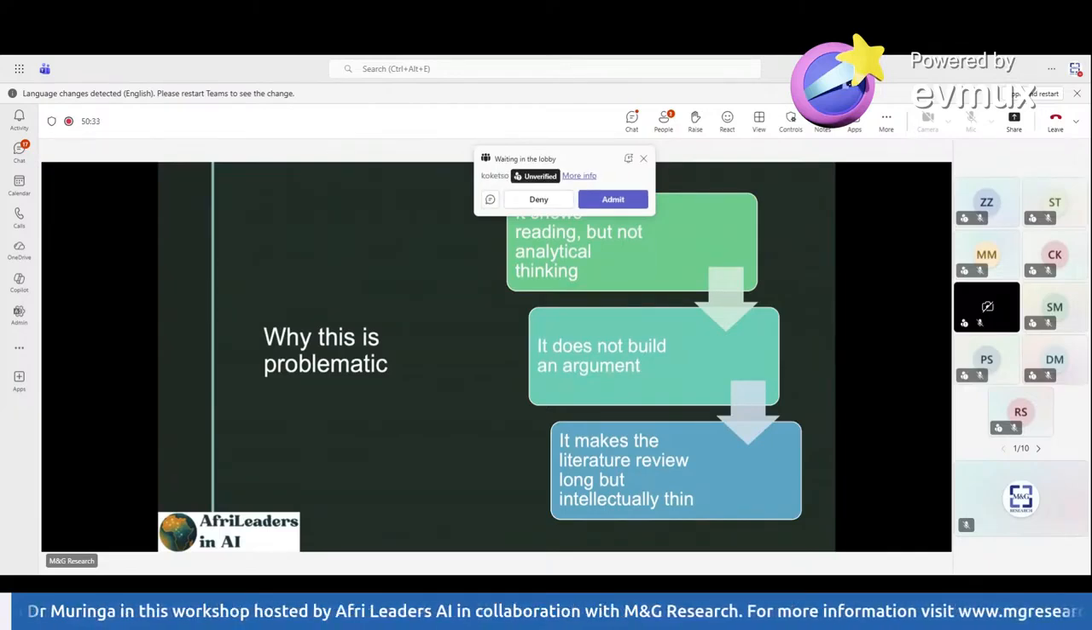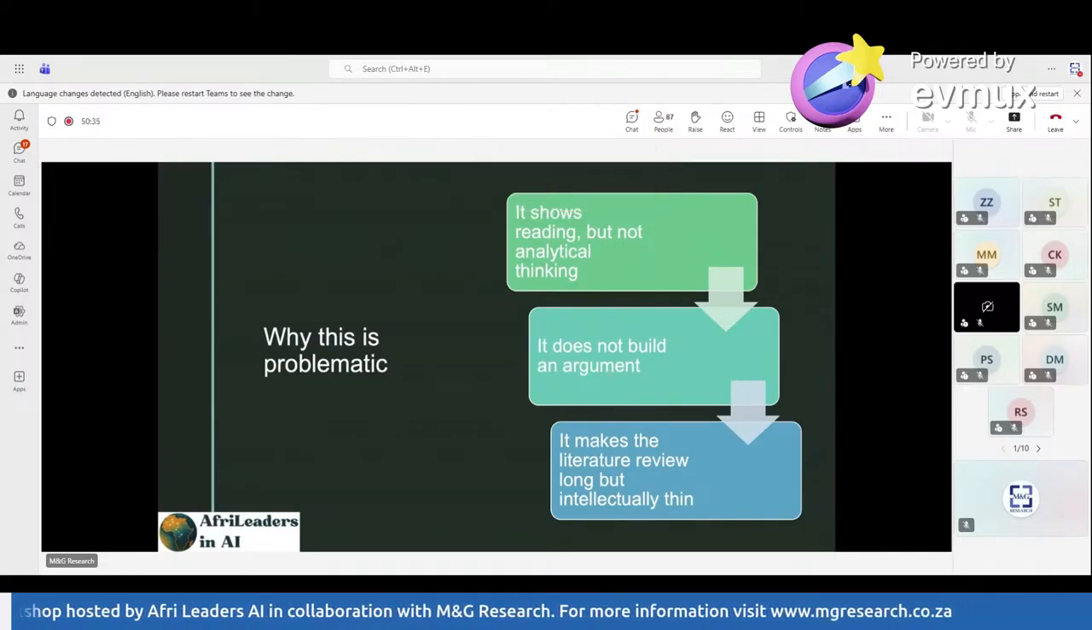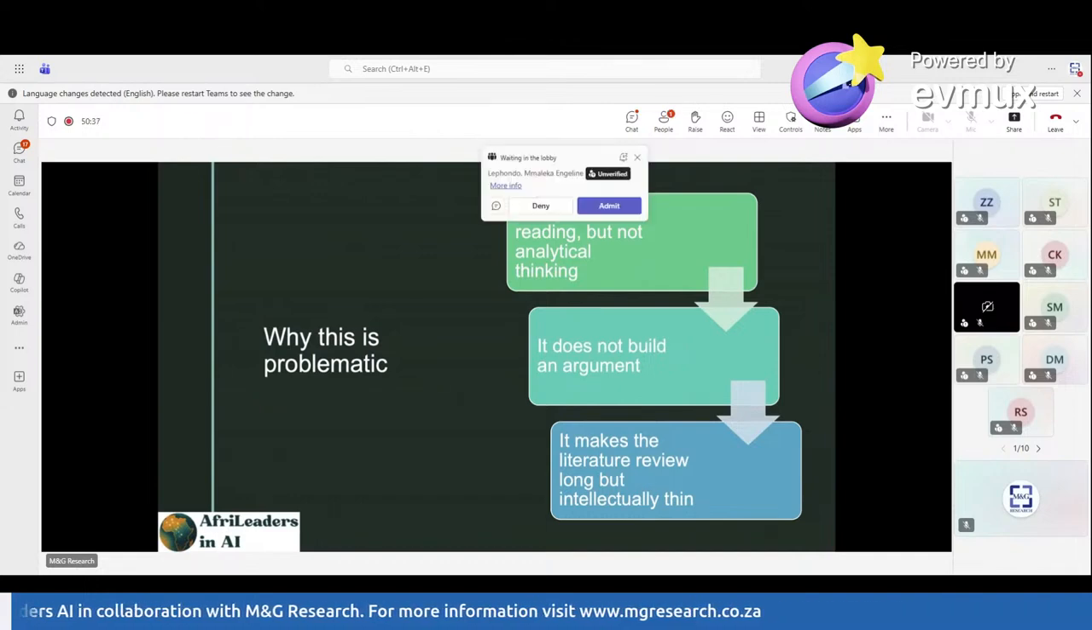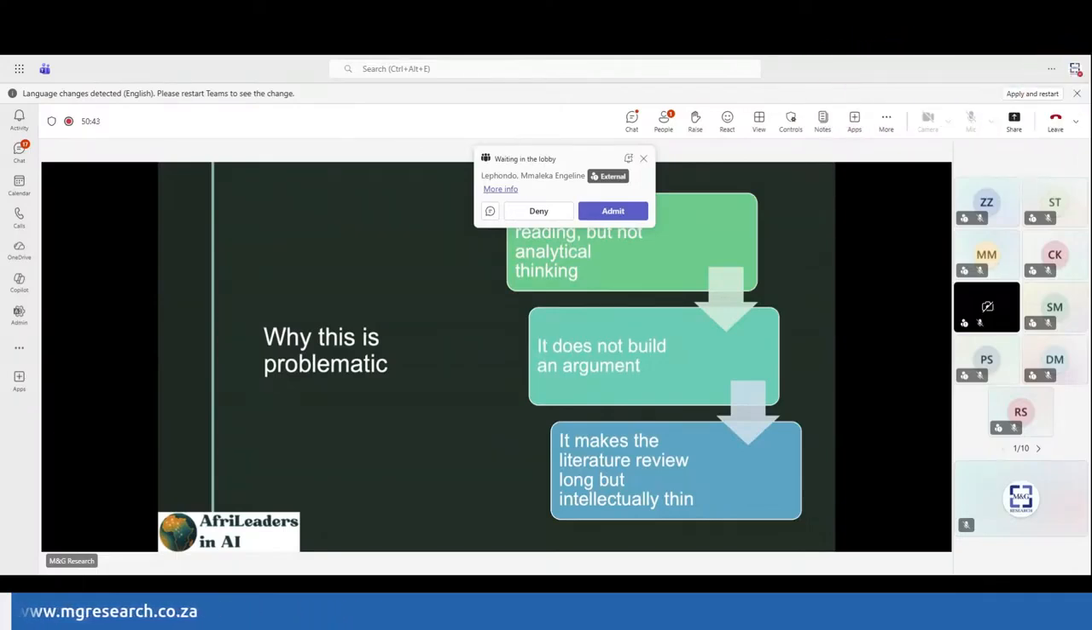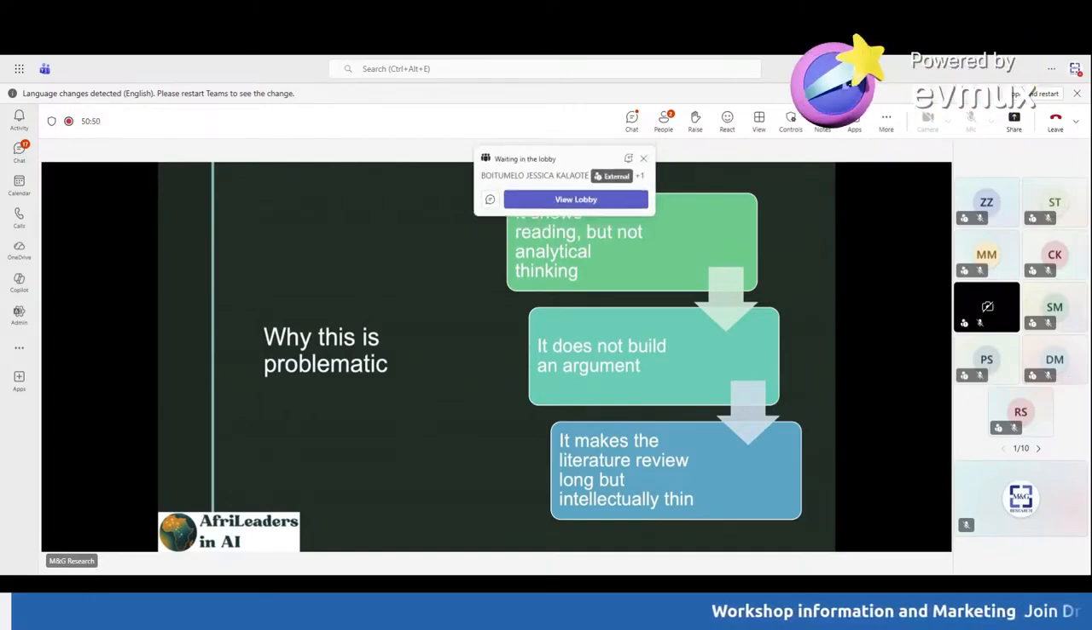So when we have a descriptive literature review, it makes the review long but intellectually thin. You can meet the 50 pages. I've read literature reviews that are very long, and a person who spent 6 months says, "Hey, I've met the number of pages."